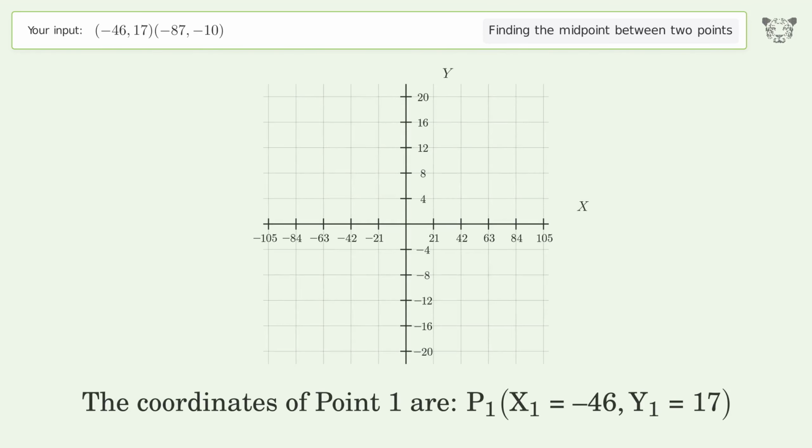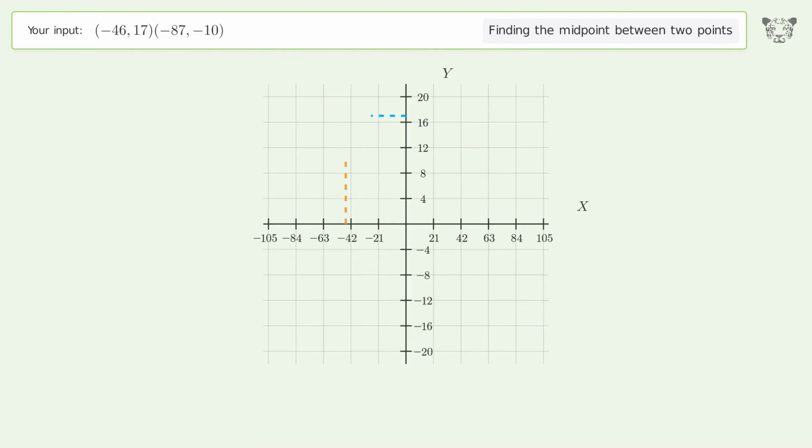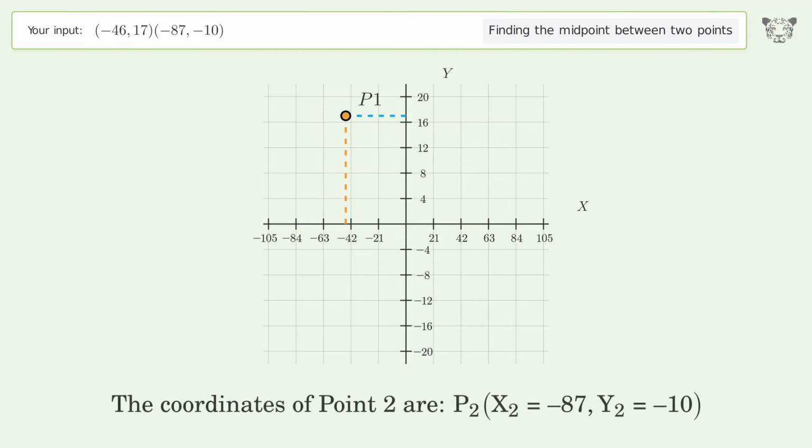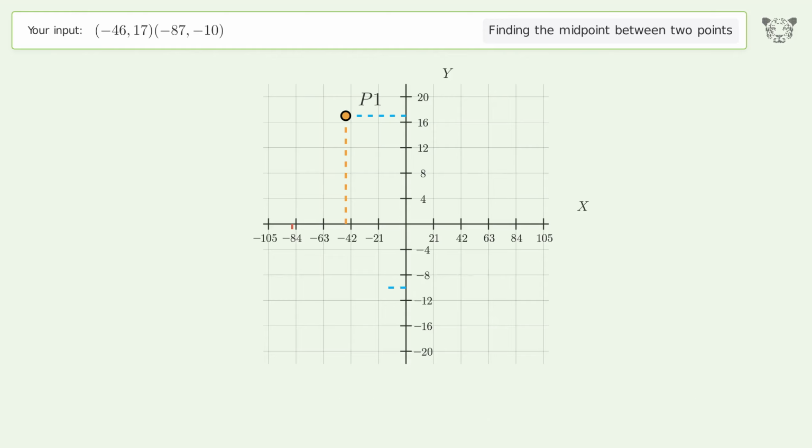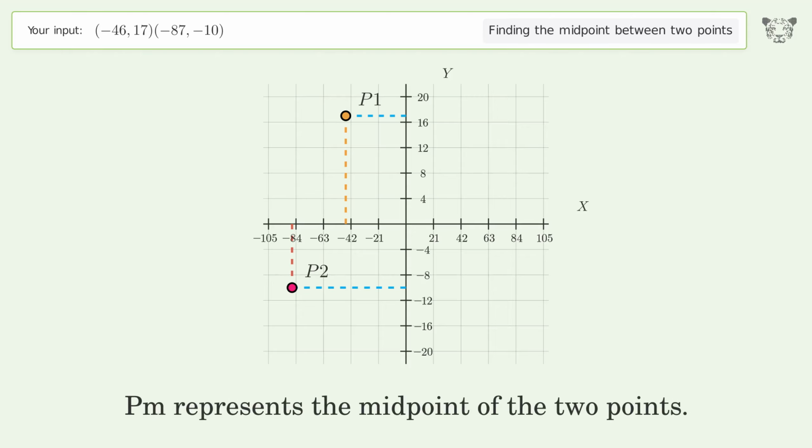The coordinates of point 1 are, x1 equals negative 46, y1 equals 17. The coordinates of point 2 are, x2 equals negative 87, y2 equals negative 10. PM represents the midpoint of the 2 points.